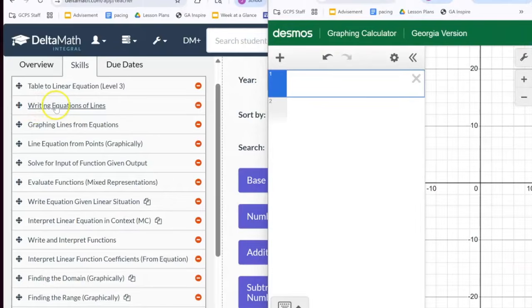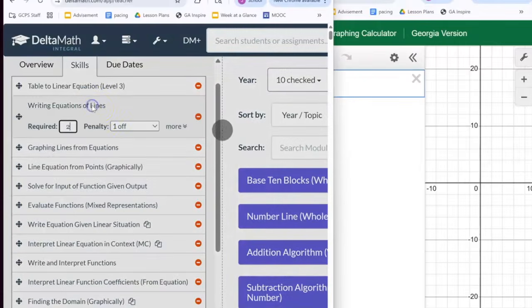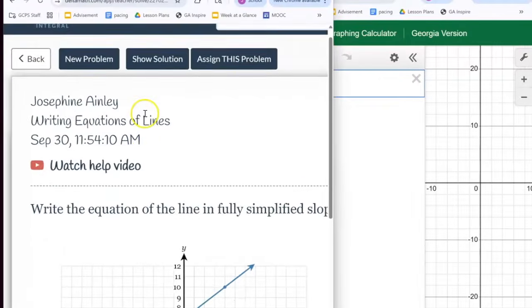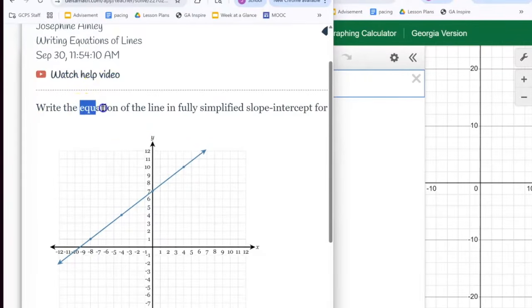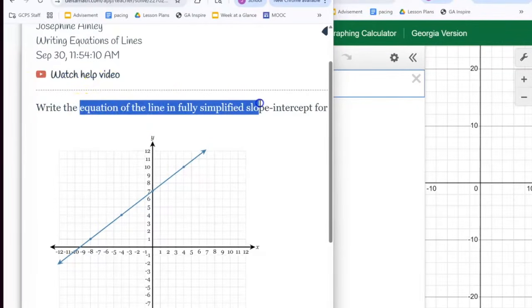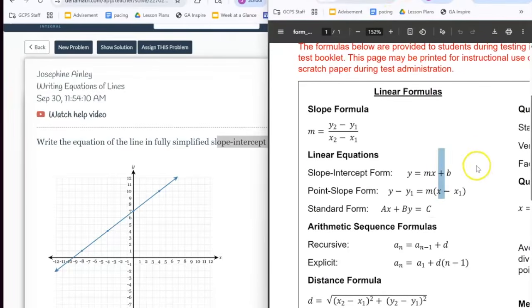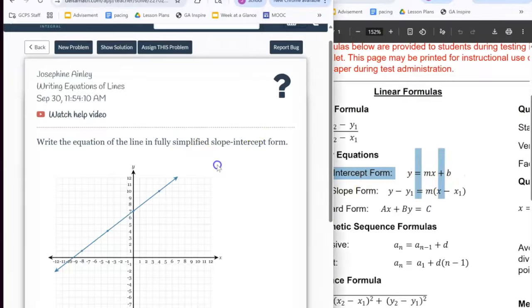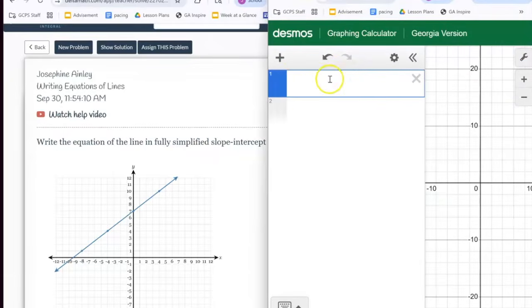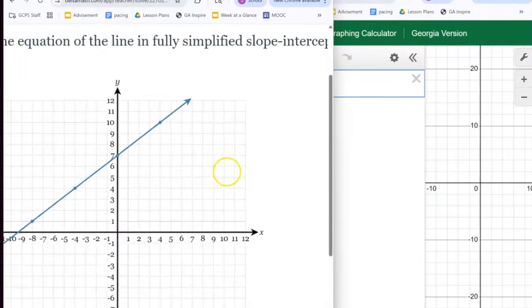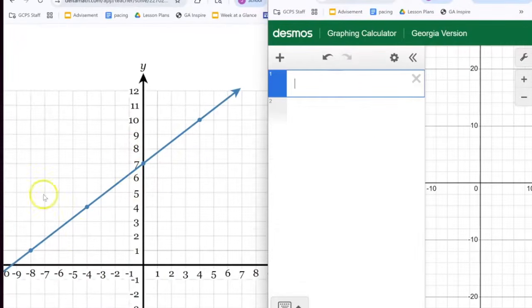I'm going to take a look at writing equations of lines. So I'm going to click on that. Write an equation. So you're writing an equation of the line fully simplified in slope-intercept form. Again, you have no idea what that means. You come right here. Oh, look at that. Slope-intercept form. Looks exactly like y equals mx plus b. So you're writing this line in y equals mx plus b. In order to do that, what you're going to tell the calculator, because you know how to do it from a table, is you're simply going to make this a table. I need you to find 2 corners.